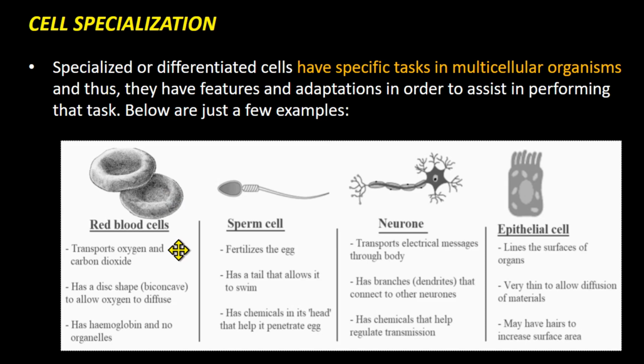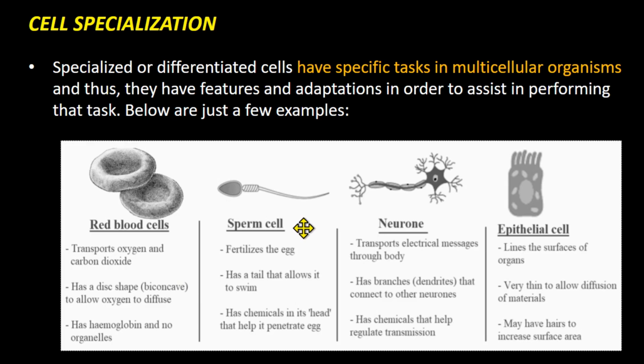In order to facilitate this, they have a disc shape, kind of like a donut without a hole, and this is called a biconcave shape. Basically, the inner part is thinner than the outer parts, and this allows rapid diffusion of oxygen. They also have hemoglobin, which is a protein that binds oxygen, and they don't have any organelles, and this facilitates the maximum carrying capacity of oxygen.